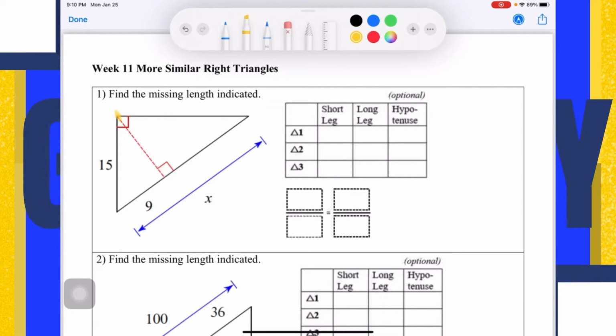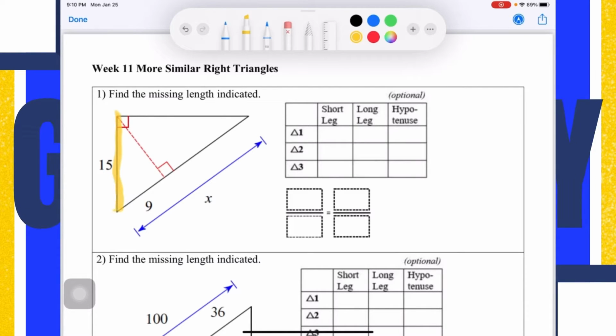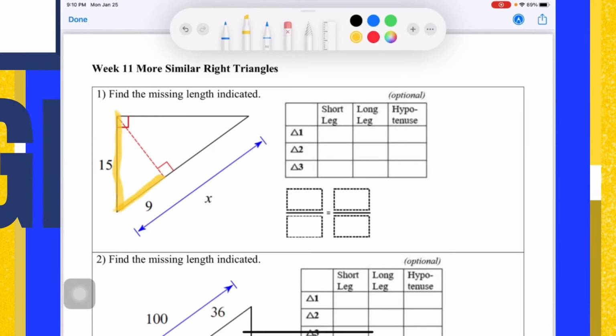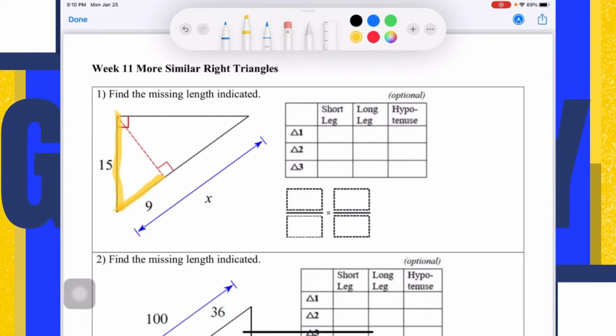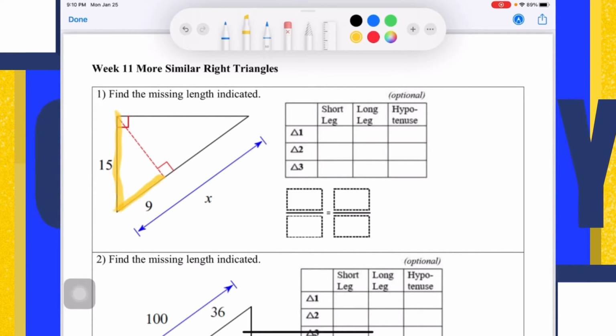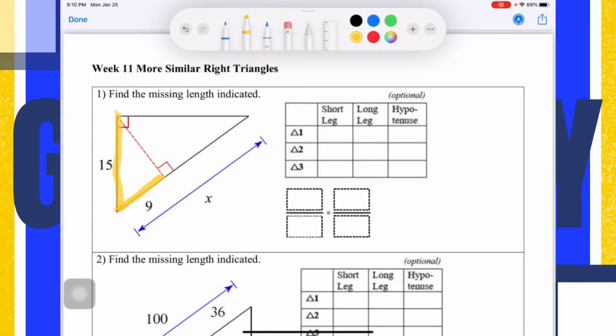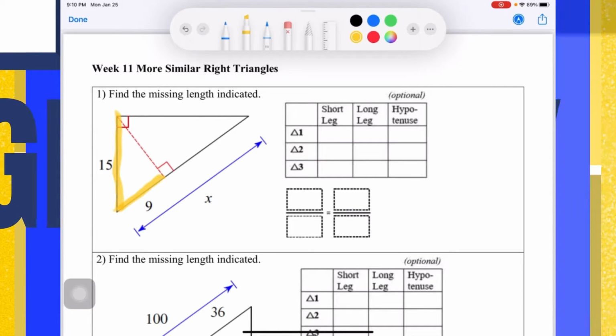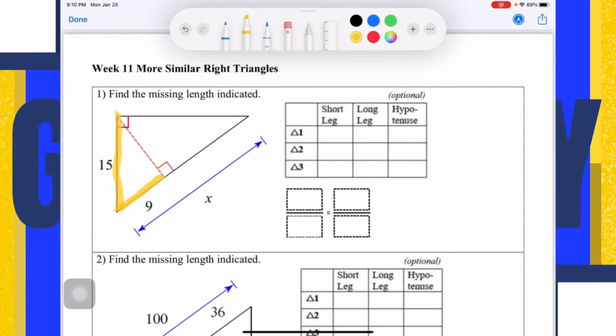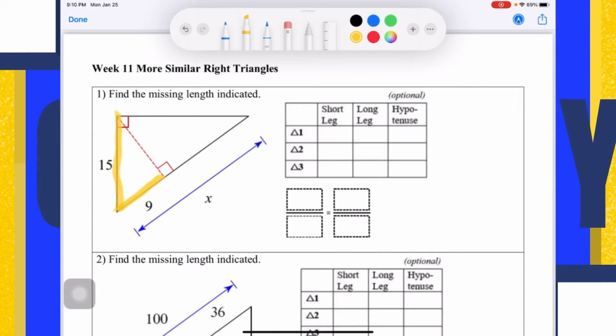In this case, I have the hypotenuse and the short leg of triangle 3. Now, the chart is optional. If you are comfortable setting up your proportion and solving for the variable x, you could go ahead and do that. But I prefer using the chart so you could easily set up the proportion that I need in solving for the variable. So let's go ahead and fill in the table.